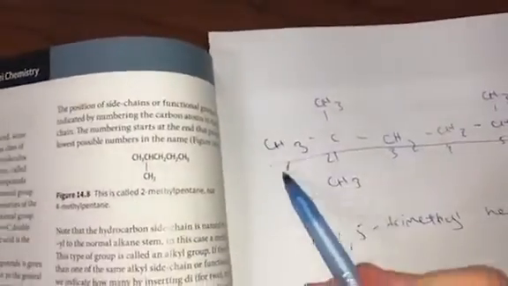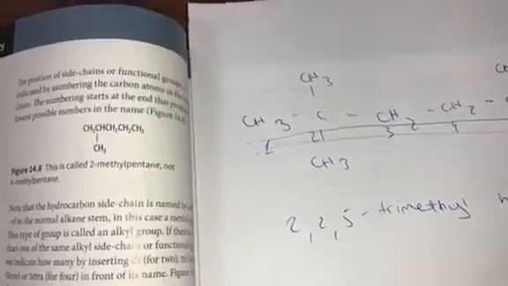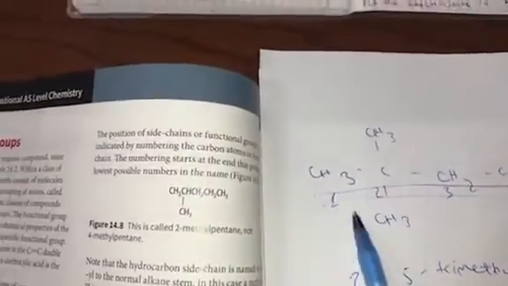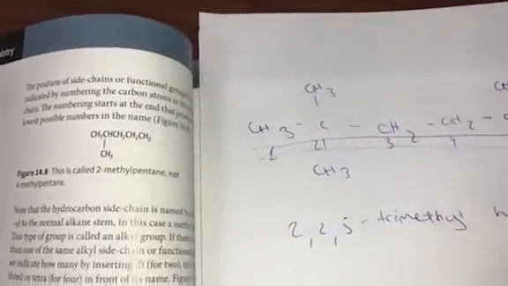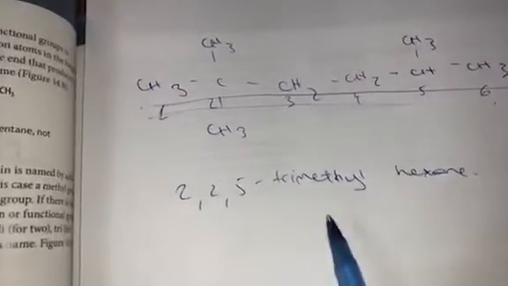So firstly, we chose the longest continuous chain of carbon atoms, which was this. And we started numbering from the side nearest the substituents, which was this, since we have two here. And if there is more than one substituent, we use the Latin prefixes di, tri, tetra, and we name them alphabetically. So its name is 2,2,5-trimethylhexane.